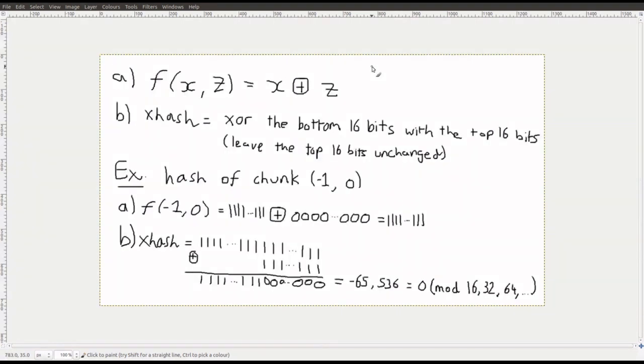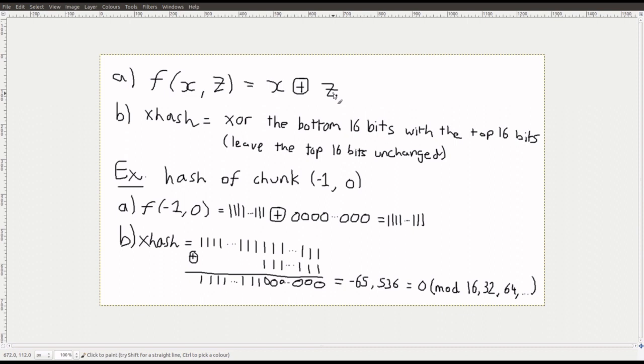So how does Minecraft compute the hash of chunk positions when unloading chunks? Well, basically all it does is it takes the X position of the chunk and takes the Z position of the chunk and XORs them together, and that's the hash. It's a really bad hash function, by the way, but there you go, that's how it's done.